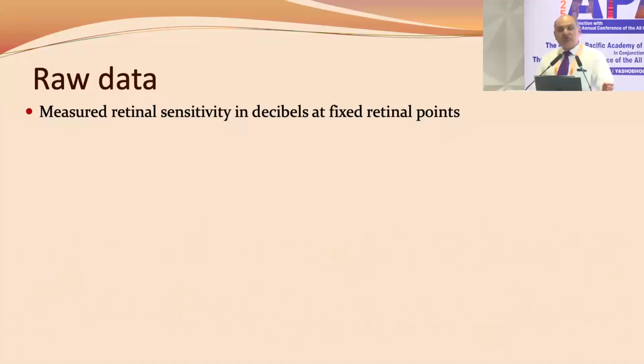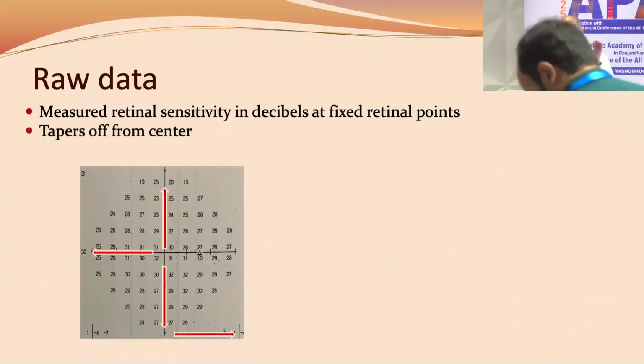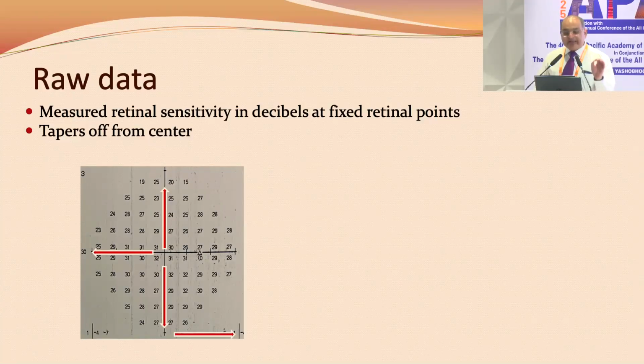Now we move on to the raw data. Now raw data is the heart of the visual field. It is the measured retinal sensitivity in decibels at the fixed retinal points where the stimulus is projected. Now it tapers off very steeply from center to periphery, and central 4 points have to be the maximum sensitive points. Whenever we have 0 here, this is usually the blind spot, and this should be measured as 0 all the time whenever you do a visual field.